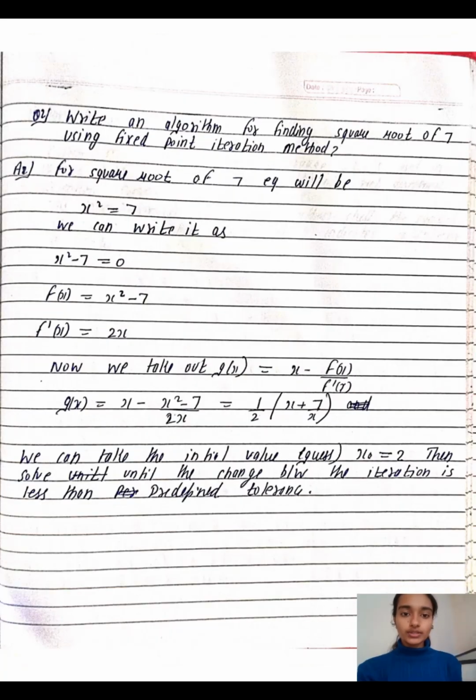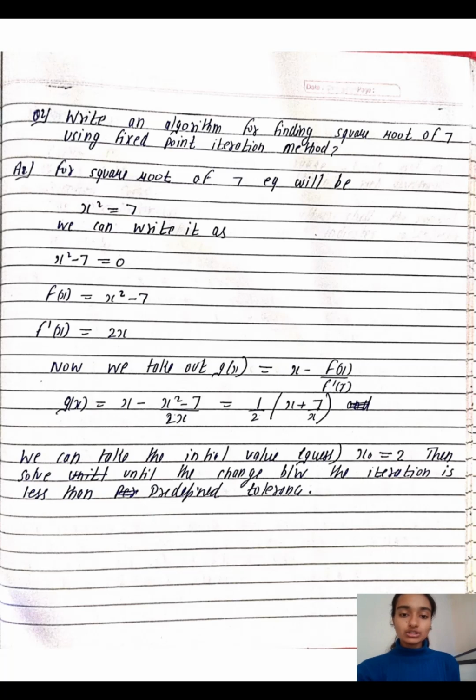Now question number 2 is: write an algorithm for finding the square root of 7 using fixed point iteration method. So the solution is: for the square root of 7, x square is equals to 7. We can write it as x square minus 7 is equals to 0. So f of x is x square minus 7, and the differentiation of f of x is 2x. Now we take g of x as x minus f of x by f dash x.